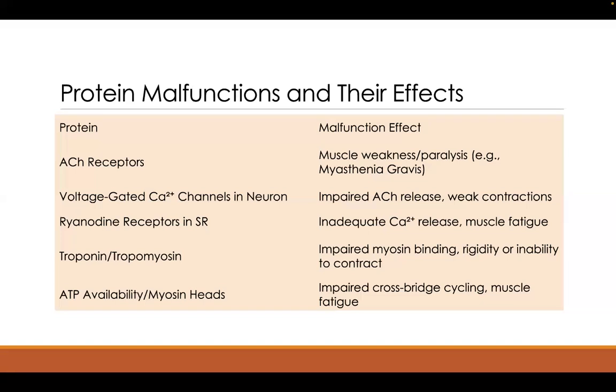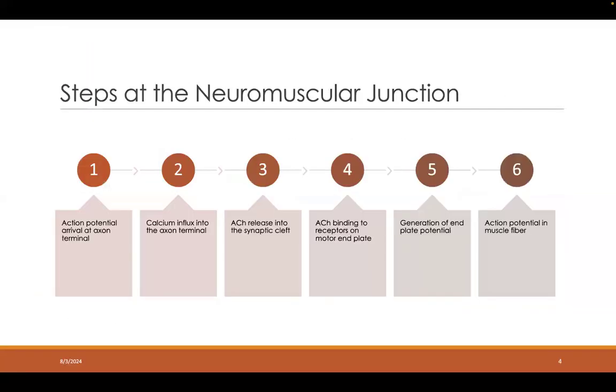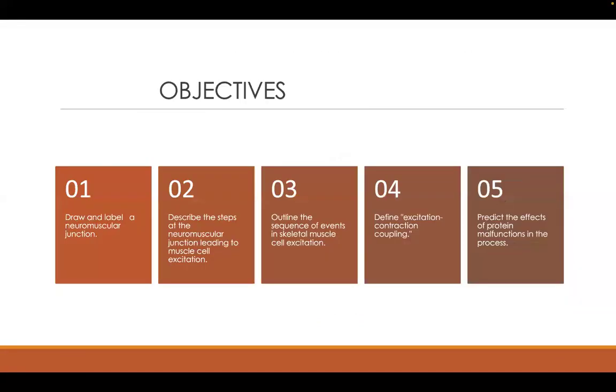So this presentation focused on what an NMJ is, what the process involved in the NMJ leading to muscle cell excitation is, and the events that take place in order for this muscle cell excitation to occur, and defining the process of excitation-contraction coupling, and what protein deficits can lead to malfunctions in the NMJ process.